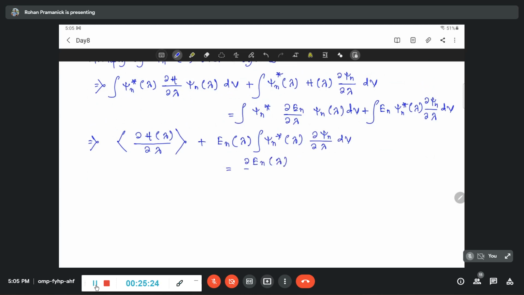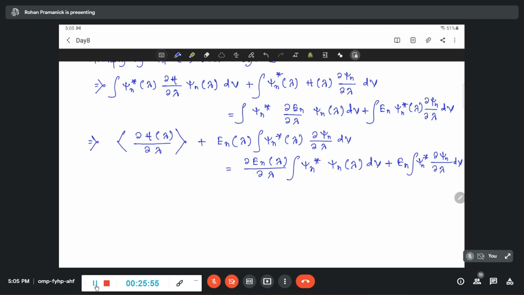We can pull it out of the integral because lambda is not a coordinate and the integration is over coordinate. So this is psi n star, psi n, dv, plus E n, we can pull it out. This is psi n star, del psi n del lambda, dv.